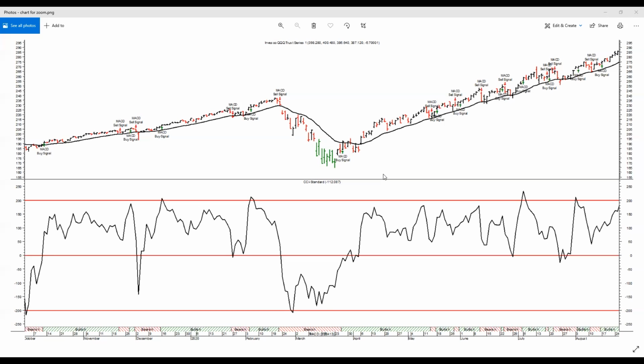Words are one thing, but let's go to the chart. This is the infamous COVID-19 sell-off. The CCI indicator was hitting lower lows. But this would not be a time to buy at this level over here.